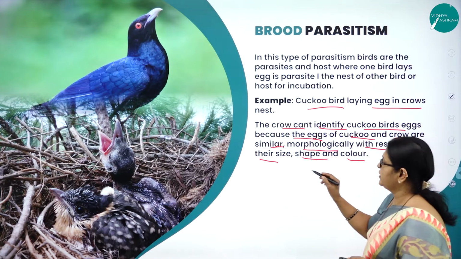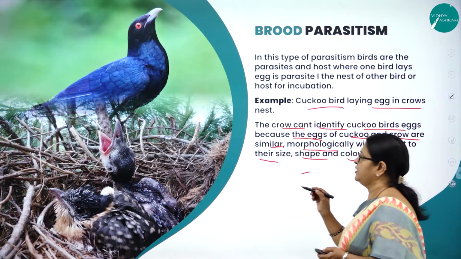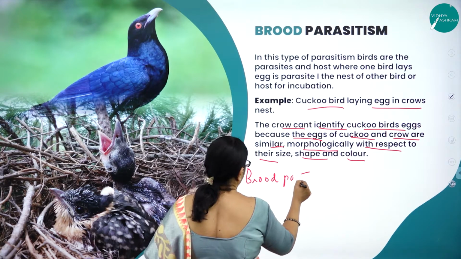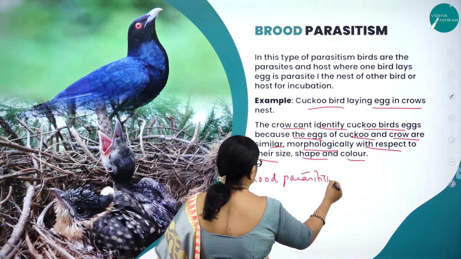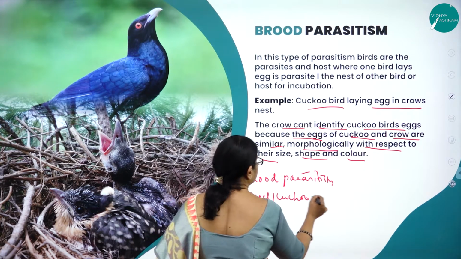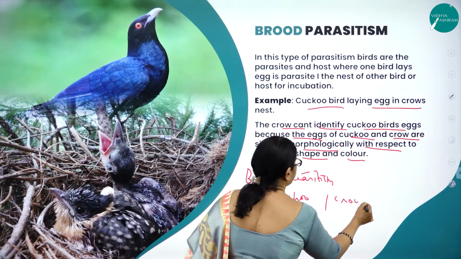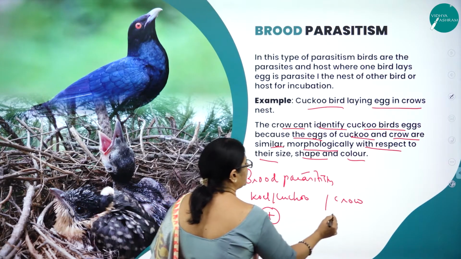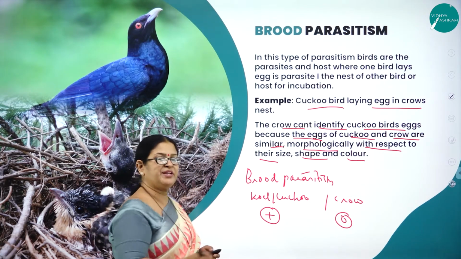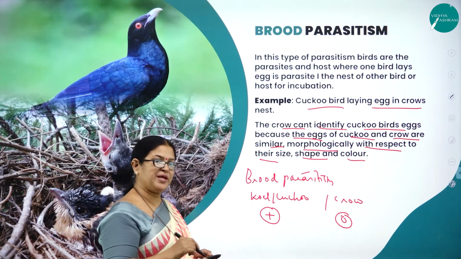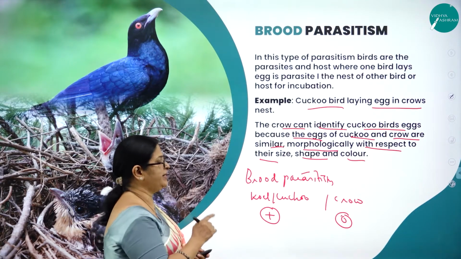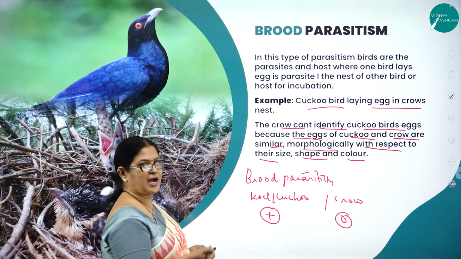So here we can find that one is benefited. Here in brood parasitism, the cuckoo bird and the crow. Here this is benefited and this is neither benefited nor harmed. So neither is it benefited nor harmed. If it was plus, it was a benefit, and if it was minus, then it was harmed. But here it is neither benefited nor harmed, right?